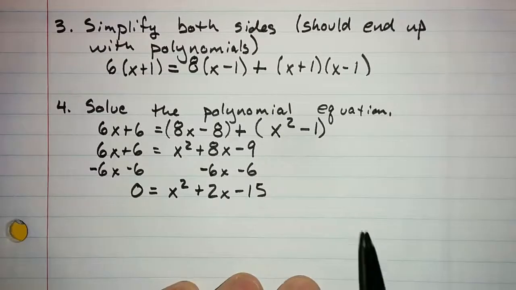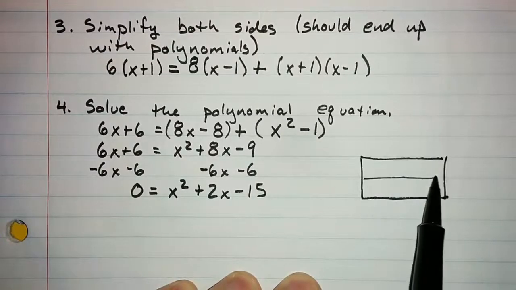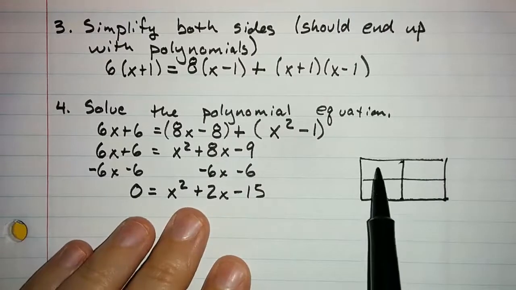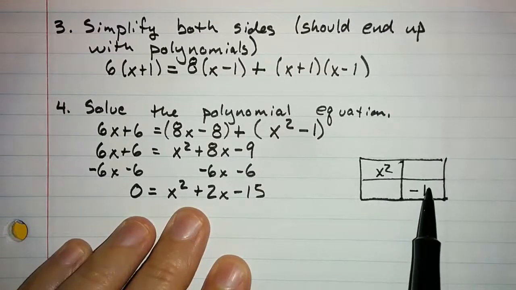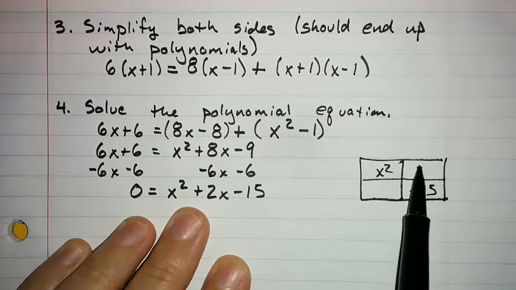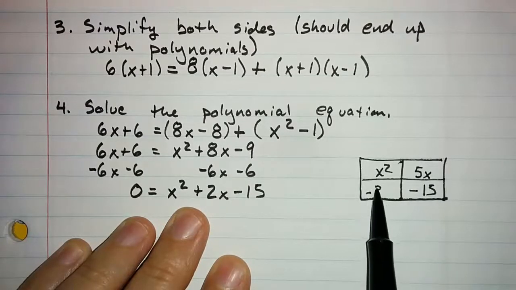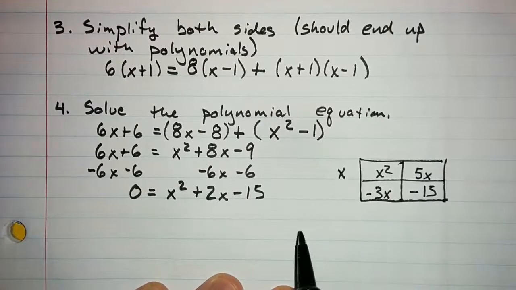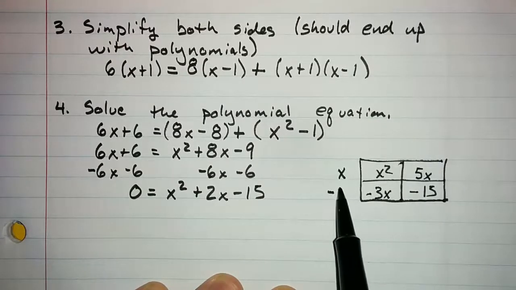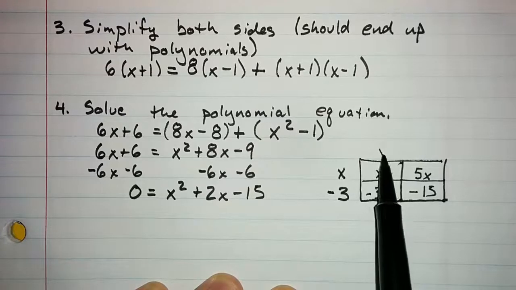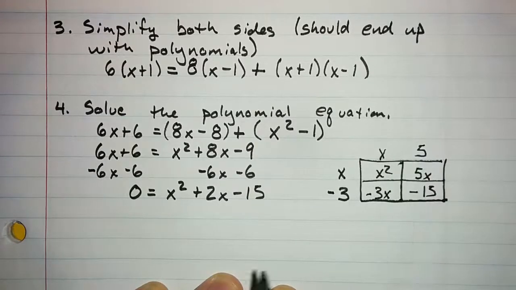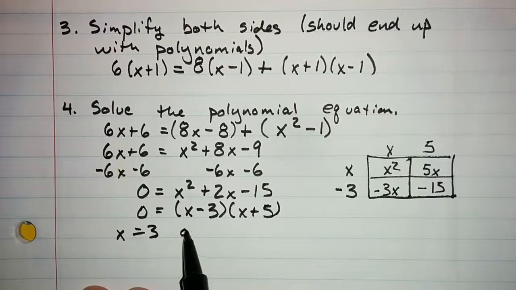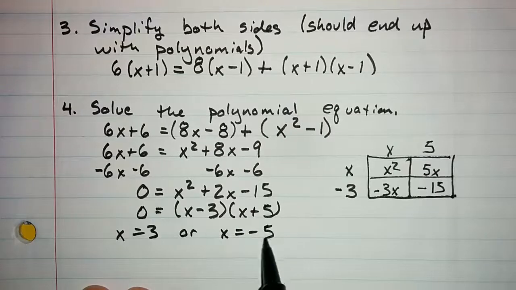Now we need to factor this right-hand side. We'll need two numbers whose product is negative 15 and whose sum is positive 2. I think that 5 and negative 3 will do that for us. This row, my greatest common factor is x. Here it's negative 3. Here it's x. And here it's positive 5. So x is 3 or x is negative 5.